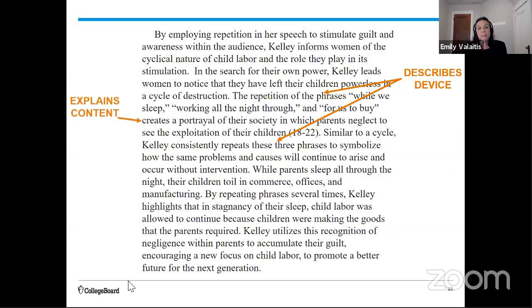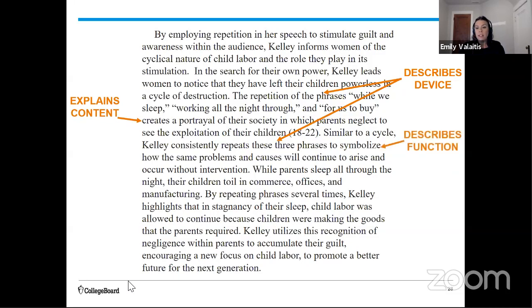Then the student explains the content by saying that these examples she provides create a portrayal of their society in which parents neglect to see the exploitation of their children. So she's summarizing the content itself. She's not going to include everything, just some of the major pieces that are being repeated and what those things are saying. So she's summarizing them.